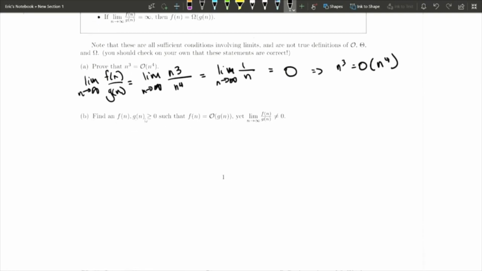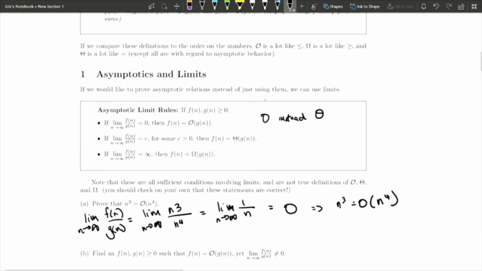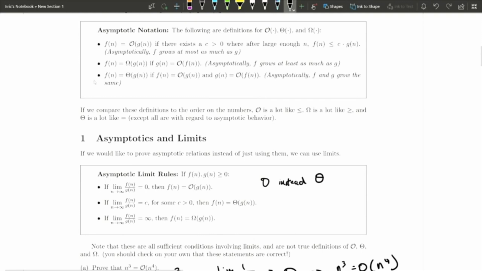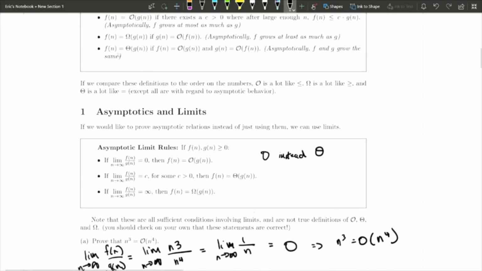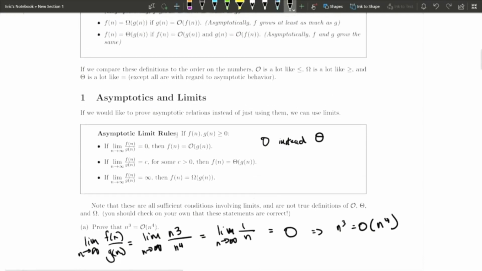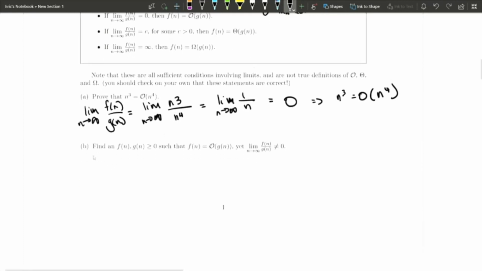Find an f of n, g of n greater than 0, such that f of n is O of g of n, yet the limit is not 0. With that in mind, I do want to point you to this rule. f of n is theta of g of n if f of n is O of g of n and g of n is O of f of n. So if we come up with two functions with a theta bound, then we're able to have, as you can see here, a limit that is not 0. It is some constant c, but still satisfies this O boundary.